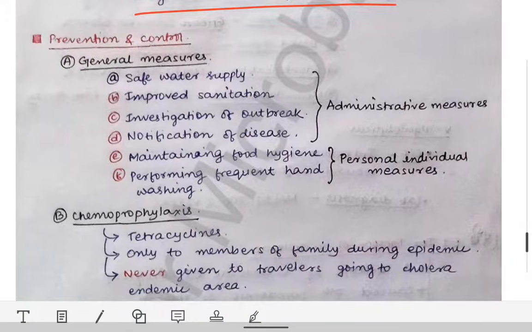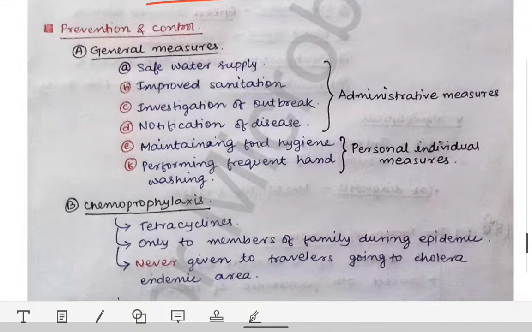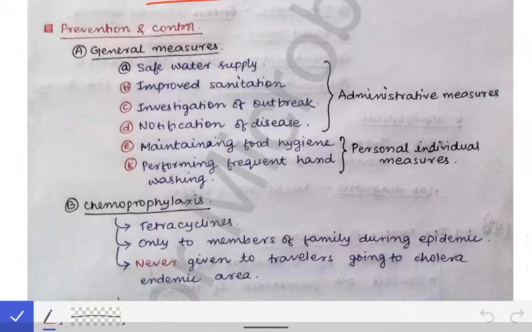Now, the prevention and control. Prevention and control again is a very important topic about cholera, because it is a hygiene related disorder. So how can we prevent this cholera? For prevention, we have got some general measures, some chemoprophylaxis, and some vaccines as well. In general measures, we have some administrative measures and some individual or personal measures.